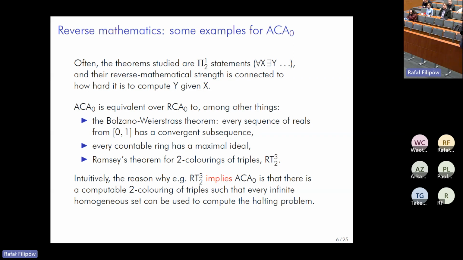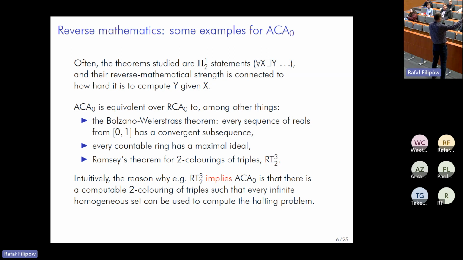So Ramsey's theorem for triples, and just two colors: every coloring of triples of natural numbers by two colors has a homogeneous set, an infinite homogeneous set. That's arithmetical comprehension. And intuitively speaking, the reason why Ramsey for triples gives you arithmetical comprehension is that there is a computable coloring of triples. You can tell, given a triple, what the color is, such that if you take any homogeneous set, that will let you compute the halting problem.